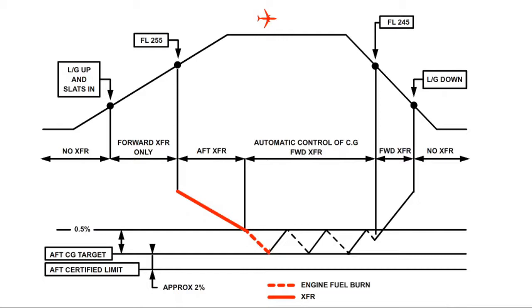transfers fuel out of the trim tank forward to the inner main tanks until the CG is 0.5% forward of the target value. Then the cycle repeats itself with a series of fuel burn and forward fuel transfers to maintain aircraft CG within this 0.5% CG region. A final forward fuel transfer occurs when the airplane is within 35 minutes of the destination, when the quantity in either of the two inner main fuel tanks decreases below 4,000 kilograms, or when the aircraft descends below 24,500 feet.